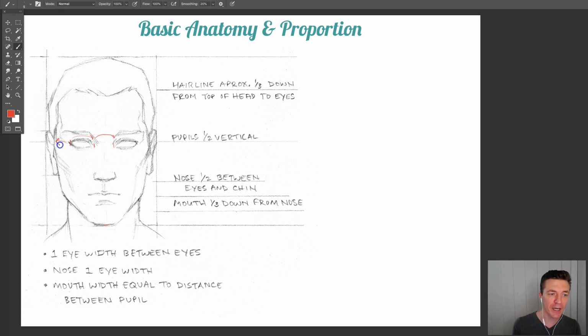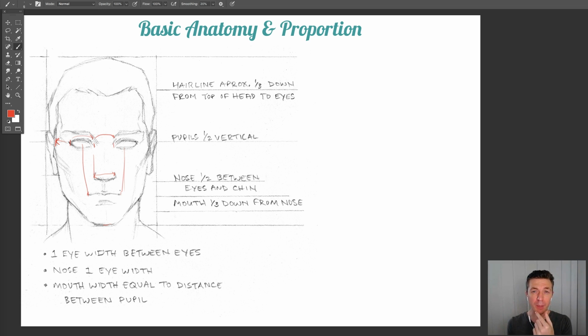Now, the outside depends on the person. It's often about 3/4 of an eye width between the outside of the eye and the outside of the face from that angle. Also, the nose is often right around 1 eye width, with the mouth being almost 2 eye widths. The outside of the mouth will be at the pupils, vertically down, or the inside of the iris.